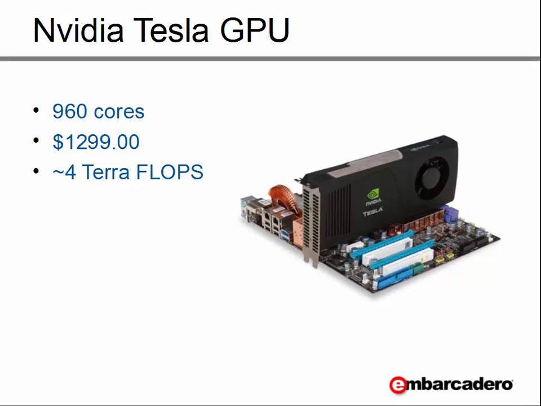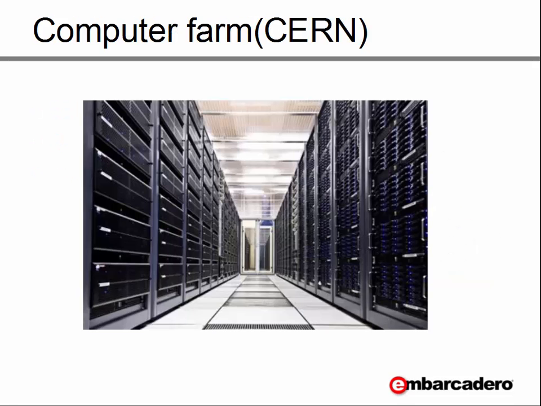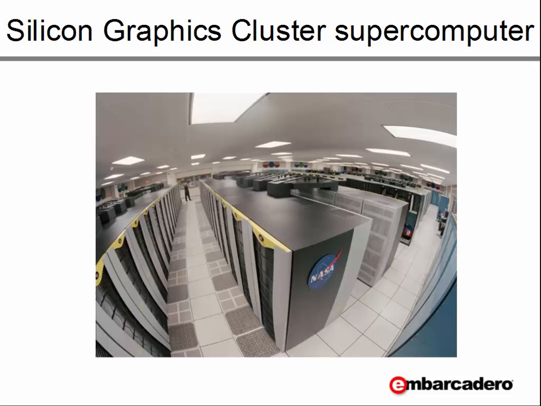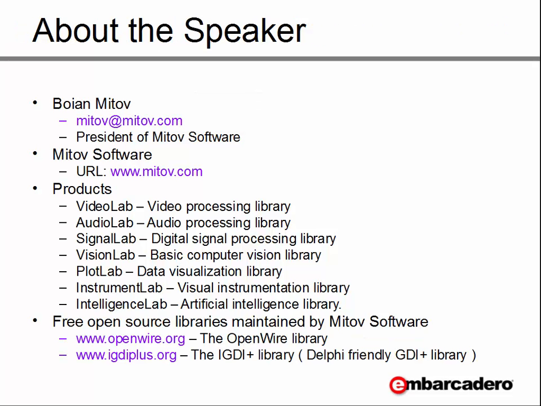The Nvidia Tesla GPU, as an example, comes with 960 cores for only $1,300, and it is capable of processing 4 teraflops per second. Here is one example of a computer farm at CERN, and here is an image from the IBM Roadrunner cluster supercomputer. Here is another example of a Silicon Graphics cluster supercomputer working for NASA.